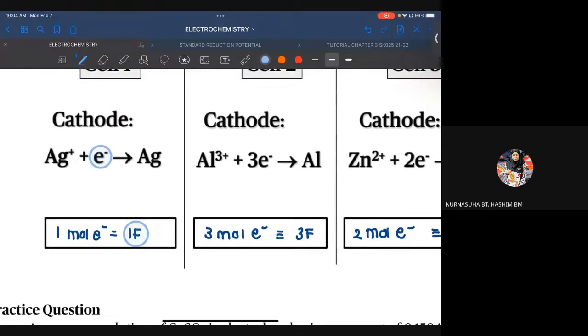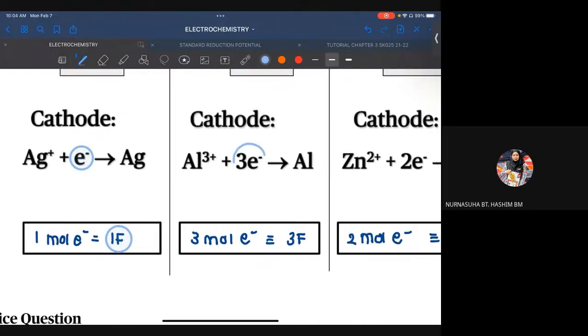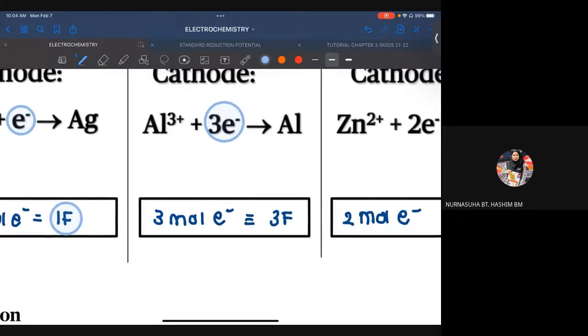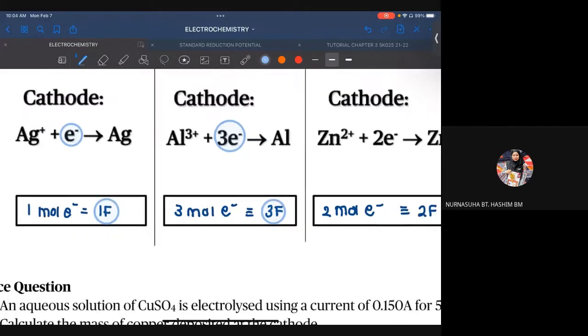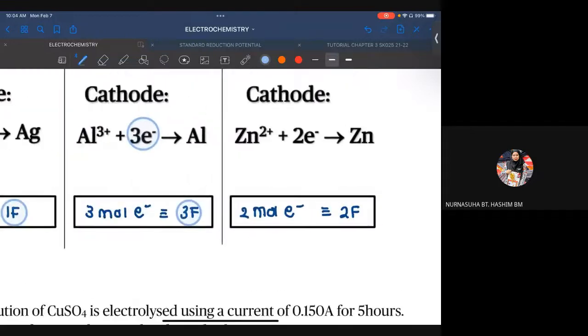So let's have another half cell. Okay, this time around we have aluminium. So aluminium, this is the equation lah. So from the equation, kita ada 3 mole of electron. So 3 mole of electron corresponds to 3 Faraday. Okay, next half cell, kita ada zinc half cell. So from the balance equation, kita ada 2 mole of electron. So 2 mole of electron corresponds to 2 Faraday.